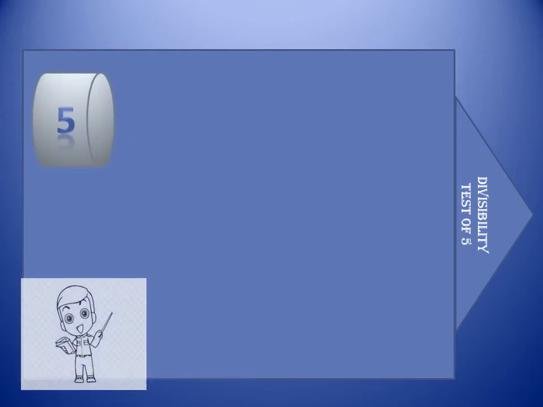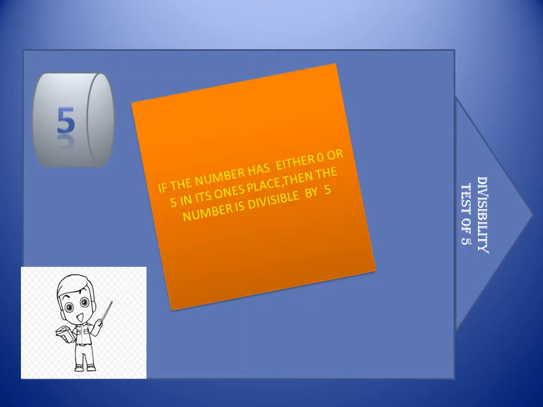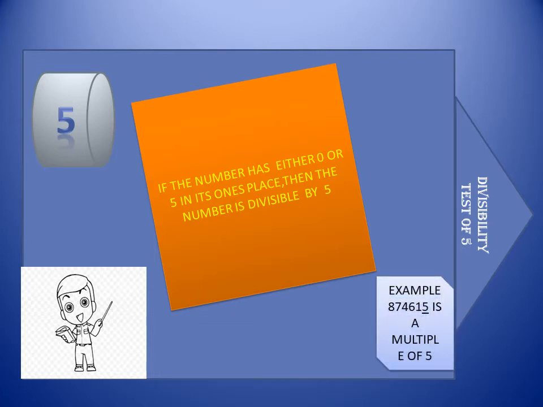Now let us take another number, that is 5, and test the divisibility of 5. In the case of 5 also, we check the digit at the ones place. Here, the ones place must be 0 or 5 so that the number is divisible by 5. For example, here we have 8,74,615. The digit at the ones place is 5, so it is divisible by 5.